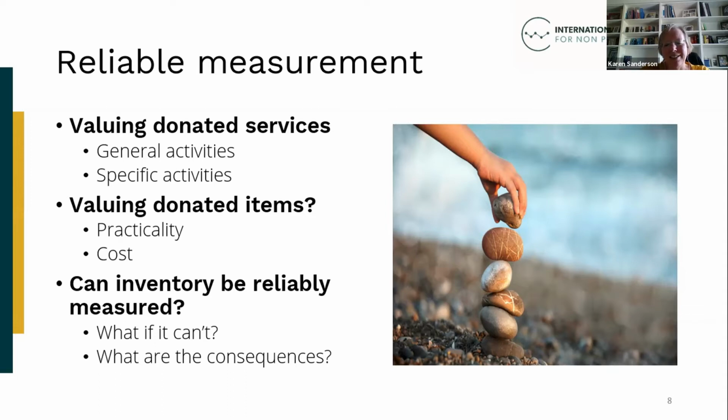This means that neither the revenue nor the asset will be recorded at the point of receipt. It also means that when inventory is used, this may not be recorded in the financial statements either. Again, we'll come back to this. So a lack of reliable measurement may mean that inventory items are not transparent in the financial statements.